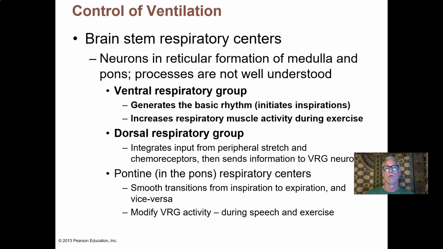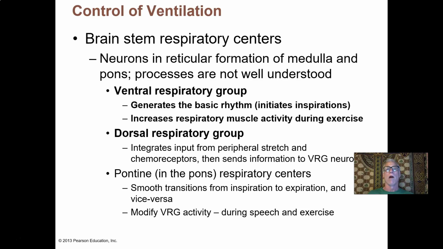The ventral respiratory group also has some neurons that are thought to increase the vigor of muscle contraction and also bring in some additional muscle groups during exercise to produce a more vigorous inspiration so that we get a larger breath. That's called hyperpnea. The pontine centers are thought to smooth transitions between inspiration and expiration, and between expiration and inspiration, and they modify the VRG, that basic rhythm generator, under unusual conditions like making sounds of speech, during sleep, during exercise.